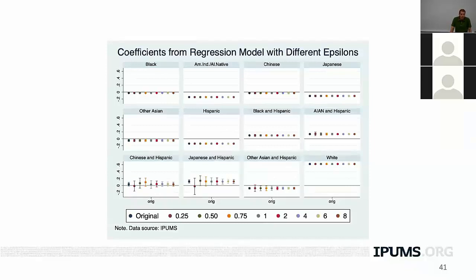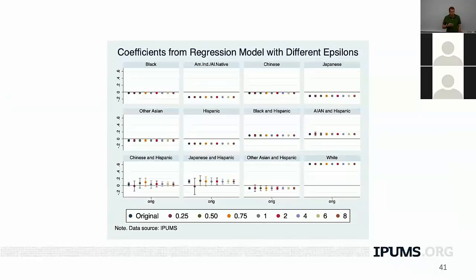Here you can see that for the individual race values, the point estimates for those beta coefficients are fairly similar. You've got so many cases, the errors are quite small. As you move into the interactions, though, you see a lot more variability in those regression coefficients, and you have cases like Chinese, Japanese, and Hispanic, where the true data is positive and significant, and the differentially private data for 0.25 is negative and not significantly different from zero.